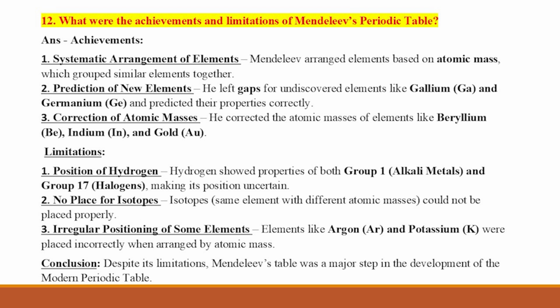2. No place for isotopes. Isotopes, same element with different atomic masses, could not be placed properly. 3. Irregular positioning of some elements like argon, Ar, and potassium, K, which were placed incorrectly when arranged by atomic mass. Conclusion: despite its limitations, Mendeleev's table was a major step in the development of the modern periodic table.